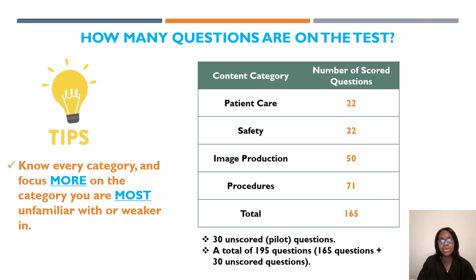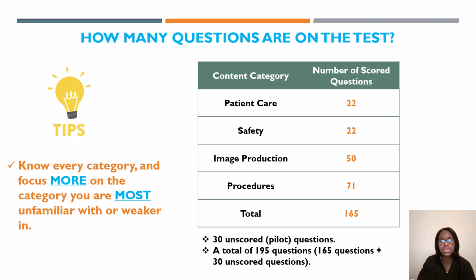So the ARRT registry has 165 questions. We're going to go through each category and the number of questions under each section. Patient care is going to be 22 questions. Under safety is going to be 22 questions. For image production, that's your physics, is going to be 50 questions. Under procedures, that's your anatomy, is going to be 71 questions.